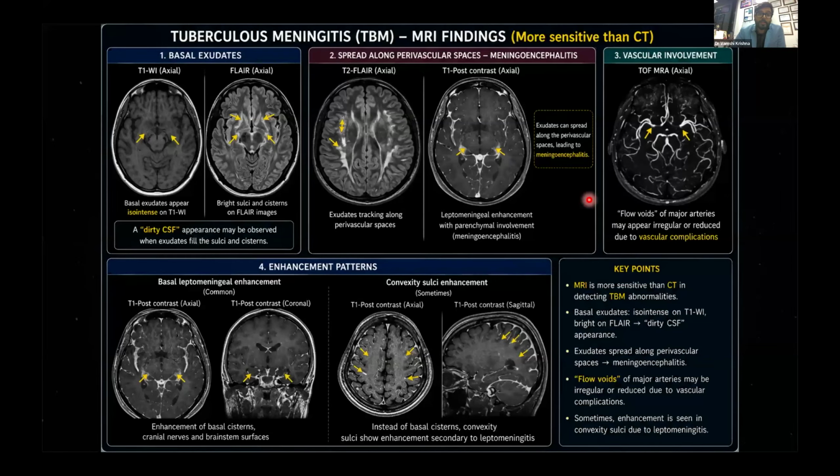Then the other modality, when you get into MRI, in T1 axial, again you can see there would be isointense exudates at the basal cisterns. In the FLAIR, you can see bright sulci and cisterns. In T2 FLAIR also, there will be tracking along the perivascular spaces. And the contrast would be the most important because it gives a leptomeningeal enhancement.